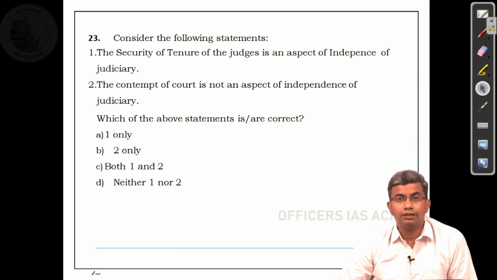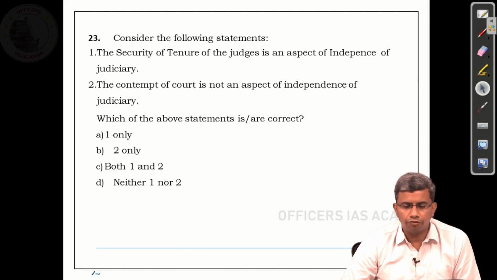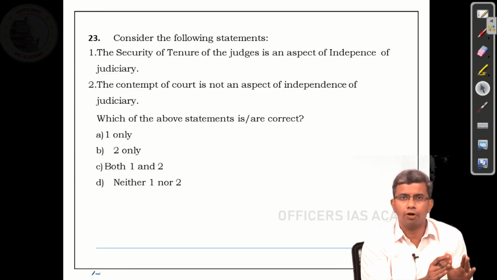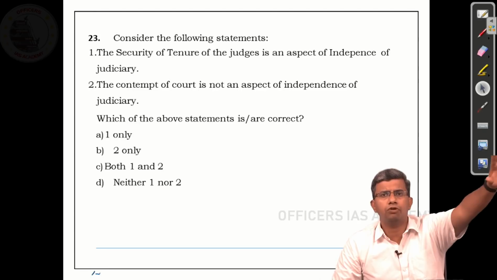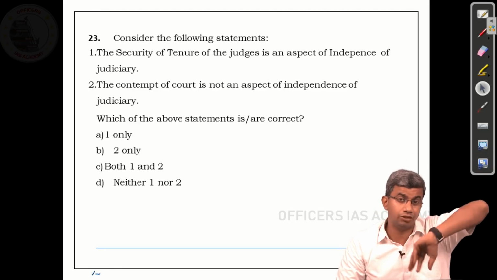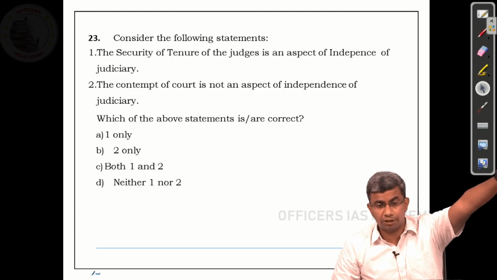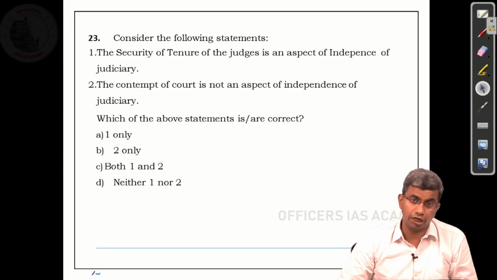Moving on, consider the following statements. The security of tenure of the judges is an aspect of independence of judiciary. The contempt of court is not an aspect of independence of judiciary. Of course, security of tenure, that once appointed, you cannot be removed till 62 years for High Court, 65 years of Supreme Court, unless you are removed by the Parliament by a special majority. That is a very important aspect of independence.